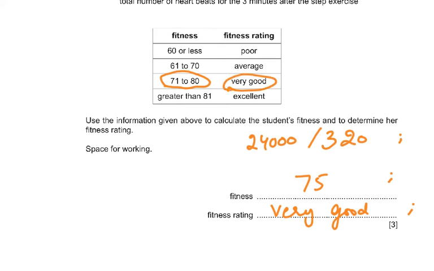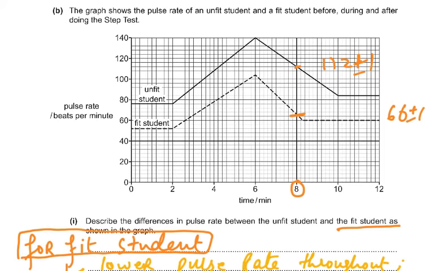So a very basic question, they expect you to understand the practical. They expect you to come up with analysis of the data and then give us the answers on that. Then the B part of the question says the graph shows the pulse rate of an unfit student and a fit student before. Now, this was the important thing, which I missed out also when I was doing the question for the first time. Before, during, and after doing the step test. So this would be the one which was before, the 2 minutes before. And then this one would be the during, and then this would be the after.